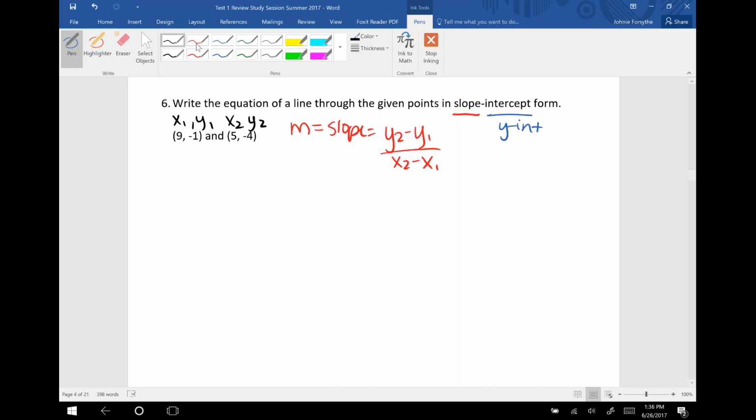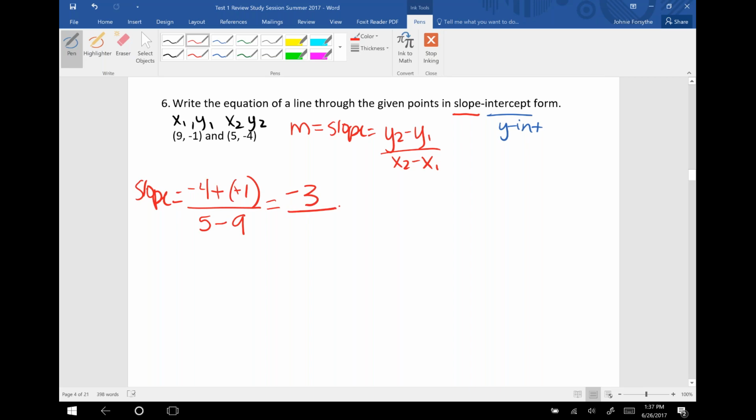So to find the slope, let's plug in those values. So y2, the way that I labeled it, that'll be -4 minus y1, -1. Be super careful with those negatives. I've got a minus and negative, write it all down, divided by x2, which is 5, minus x1, which is 9. So now, -4 minus -1. Minus a negative becomes two positives. So -4 plus 1 is -3.